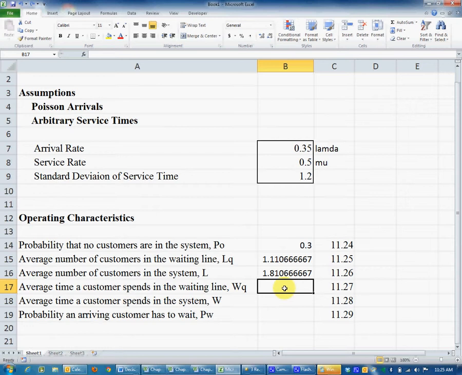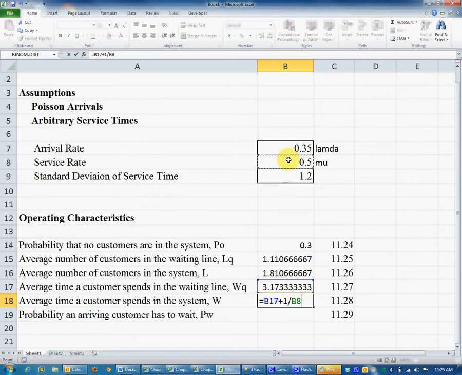Okay, average time customer spends waiting in line, WQ. That's equation 1127. Anybody? B15 divided by B7. Yep, B15 divided by B7. All right, average time customer spends in the system, W. B17 plus 1 divided by B8. Yes, B17 plus 1 divided by B8. All right, we all got that?